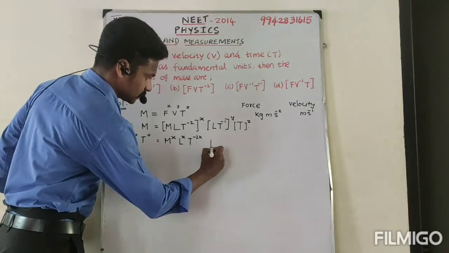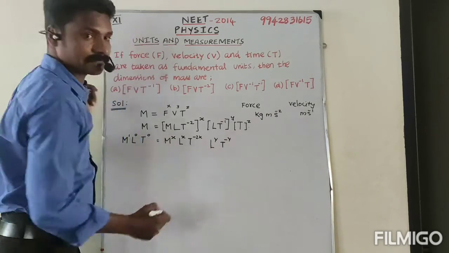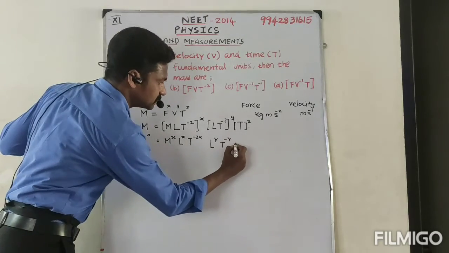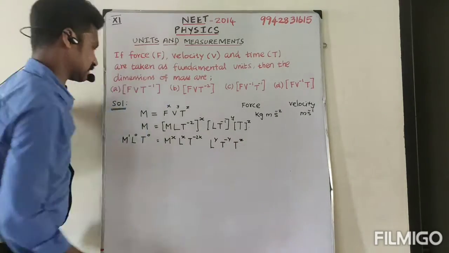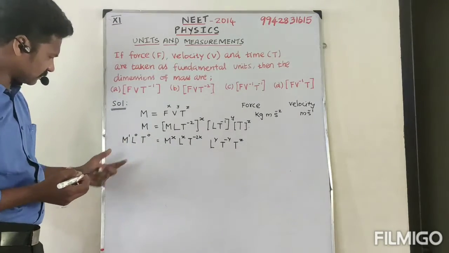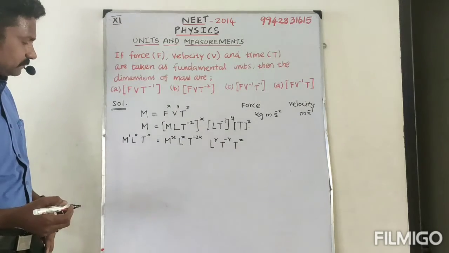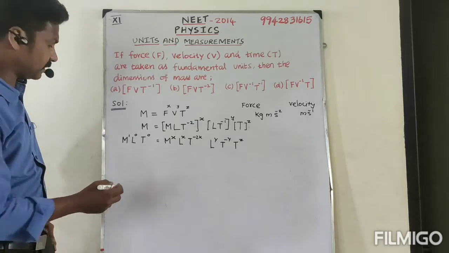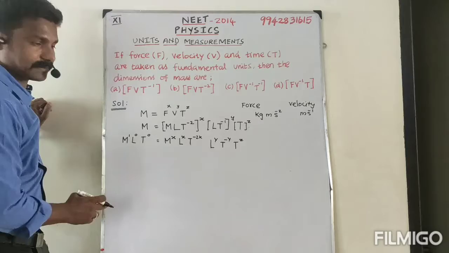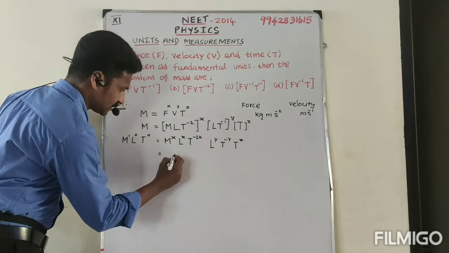L power y, and then t power minus y, and then next we can write t power z. Okay, so please listen students, if you observe that left side, we can say clearly the m is a separate value, L is a separate value, and t is a separate value. But here it is combined together. So we have to write them as separate values.